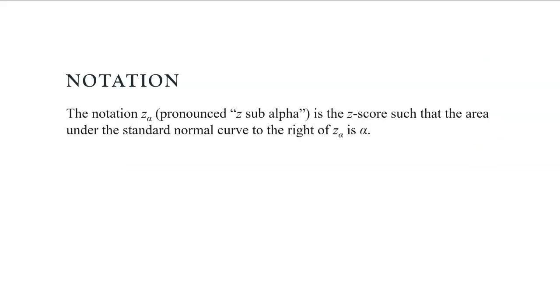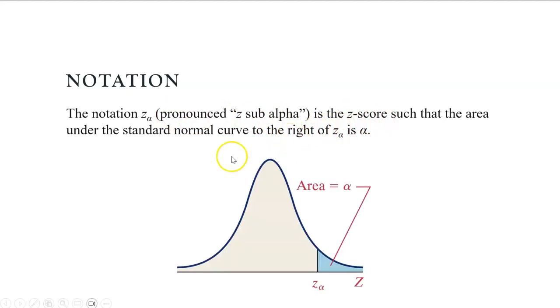Some notation we need to know is z sub alpha. This is the z-score such that the area under the standard normal curve to the right of z alpha is alpha. So it looks like this. z alpha is the value where the probability to the right of it is alpha.